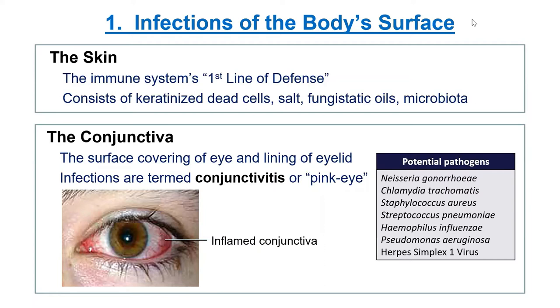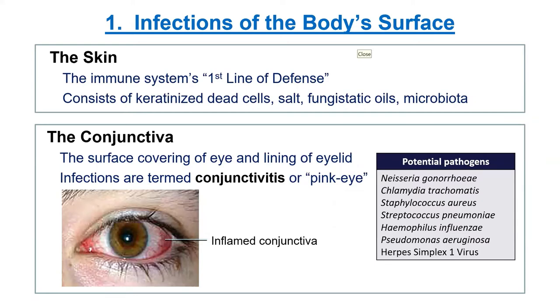So someone's asking about a sty. No, a sty does not fall under this list here. That would be an infection of the skin near the eye. A sty is kind of like a pimple, but it's in that tissue around the eye. So I'm not going to say much more about conjunctivitis other than it's a good place for opportunistic infections.